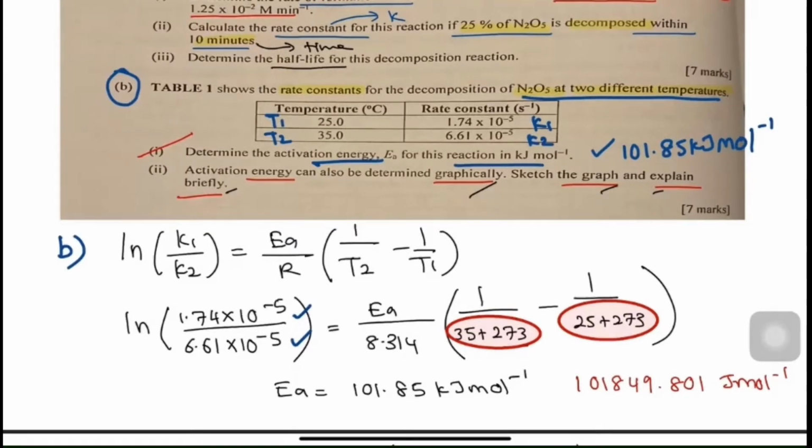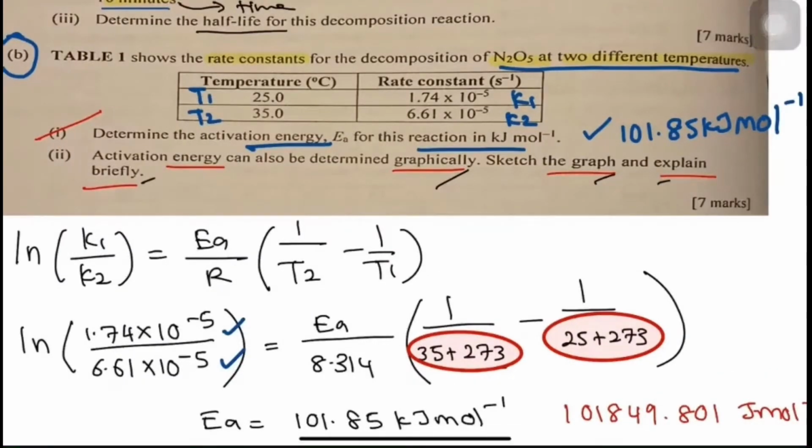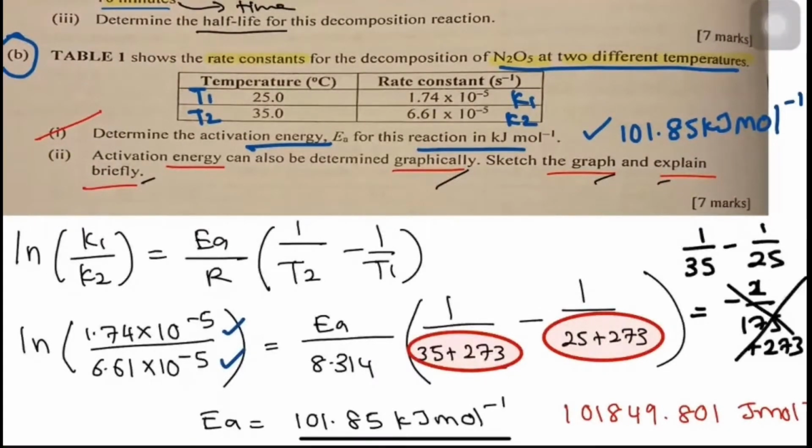All right. Now, I would like to remind you that please don't do this. Okay, I have students who do this. Okay, they subtract. After that, what would you get if you do this? Can you give me an answer, please? 1 over 35 minus 1 over 25. Can someone give me an answer to this? Negative 2 over 175. Then from here, plus 273. No, please don't do this. This doesn't work like that.